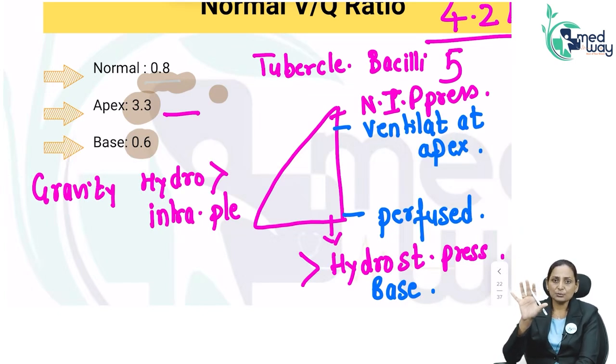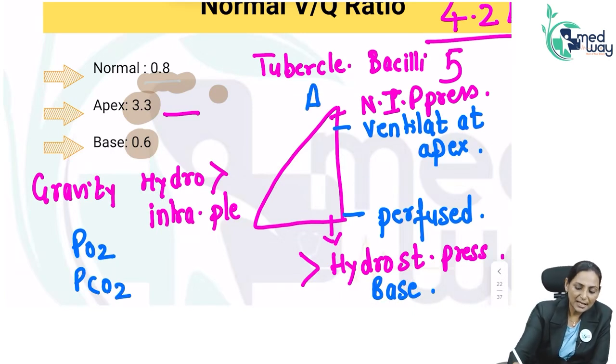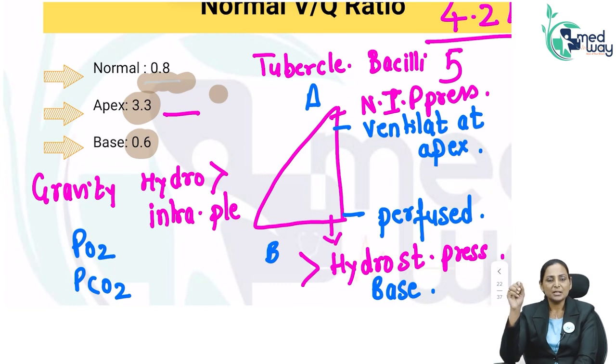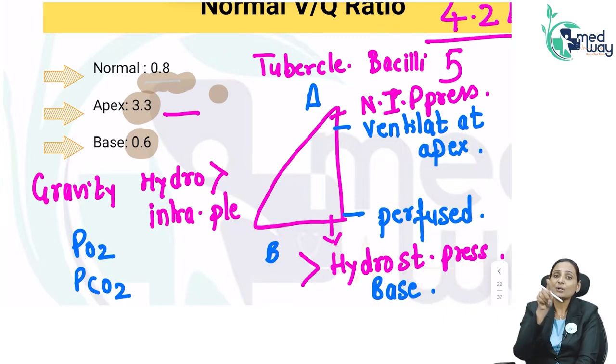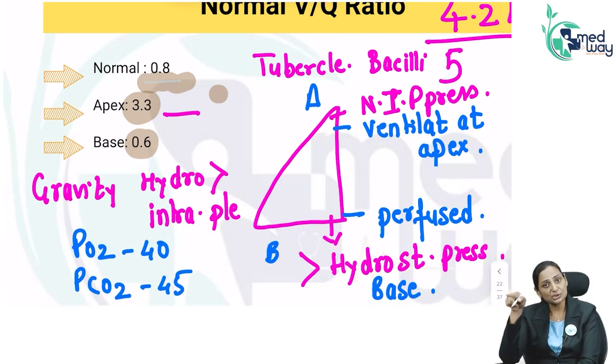Now if I ask you, how will be the partial pressure of oxygen and partial pressure of carbon dioxide towards the apex and towards the base? So remember, towards the base, what you are getting is the pulmonary blood flow, which is coming from the pulmonary artery, which is deoxygenated. So here the oxygen will be 40 and carbon dioxide will be 45. This question comes often, it is simple physiology, you have to understand this, right?